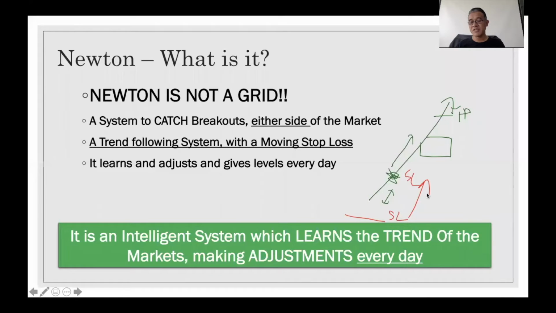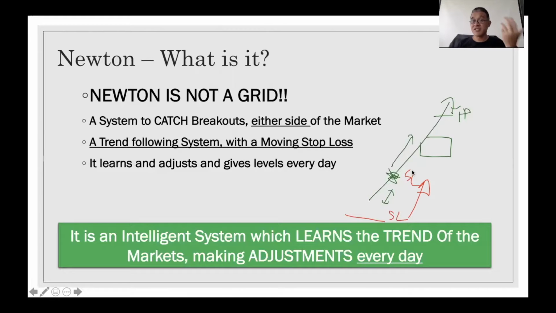So it puts a limit basically on the downtrend, okay? So again, as I said, it learns and it adjusts levels every day. And this is what I like, because every single day there's a new signal, and you can see it moving and adjusting the levels depending on what the Forex pair did on that day.